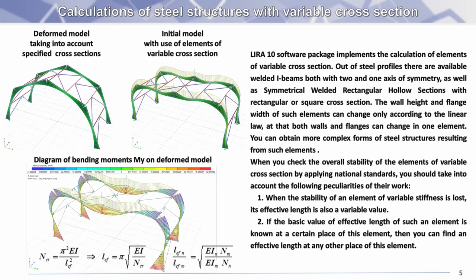When you check the overall stability of the elements of variable cross-section by applying national standards, you should take into account the following peculiarities of their work. Firstly, when the stability of an element of variable stiffness is lost, its effective length is also a variable value along the element length. Secondly, if the basic value of effective length of such an element is known in a certain part of this element, then you can find an effective length at any other place of this element.